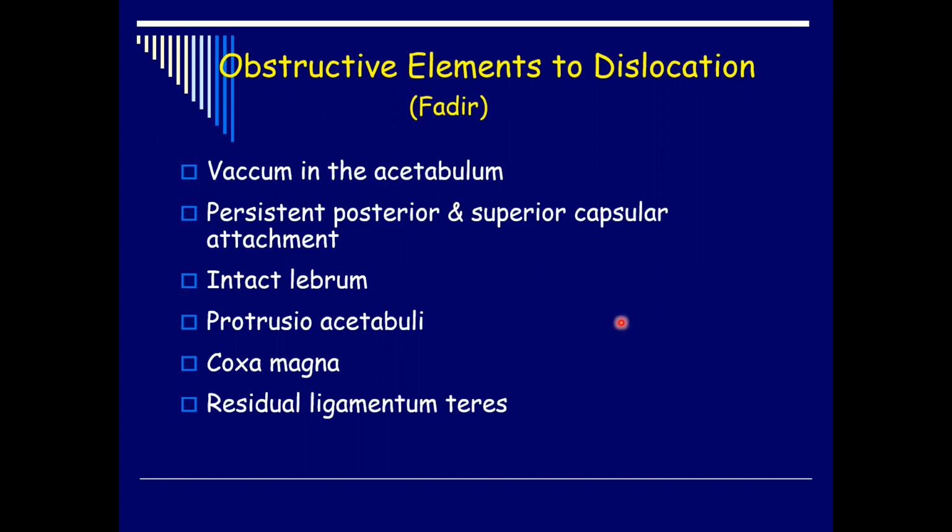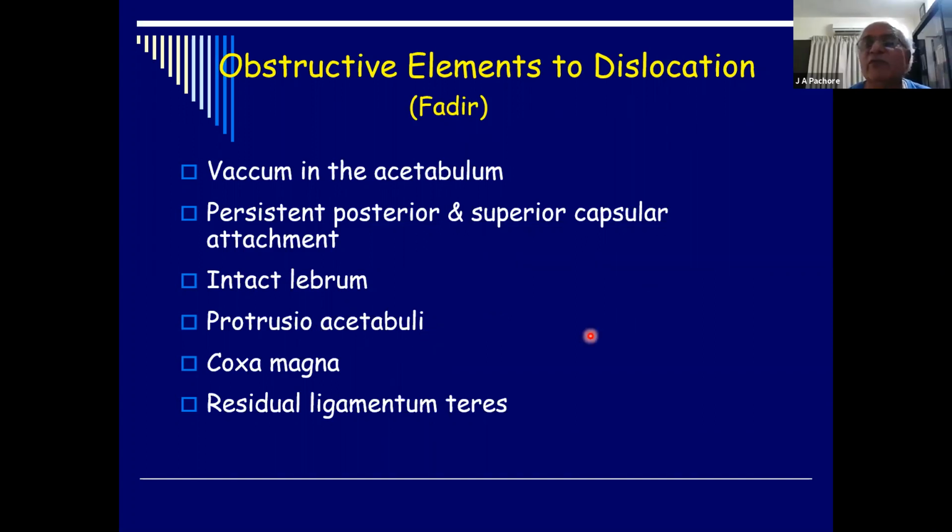Yes, sir. An intact labrum may not allow it. Protrusio, definitely it won't allow you. Coxa magna, a very large head. Residual ligamentum teres, very strong, sometimes may not allow it. So these are the things you have to keep in mind. And if you can't dislocate, don't be a heroic surgeon. Do a neck osteotomy, take a sandwich or napkin ring, which I told you, and then take out the head in piecemeal, especially in grade 2 and grade 3 protrusio. Do not do any heroic movement.